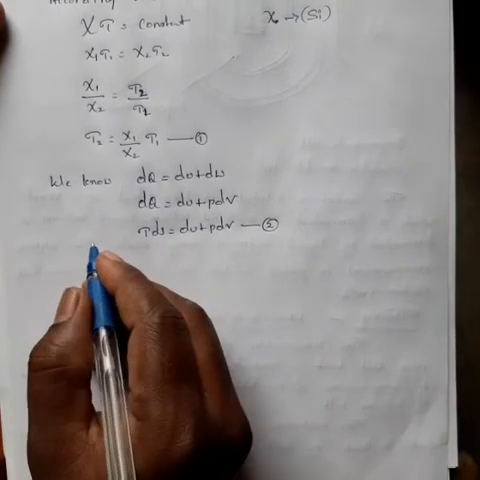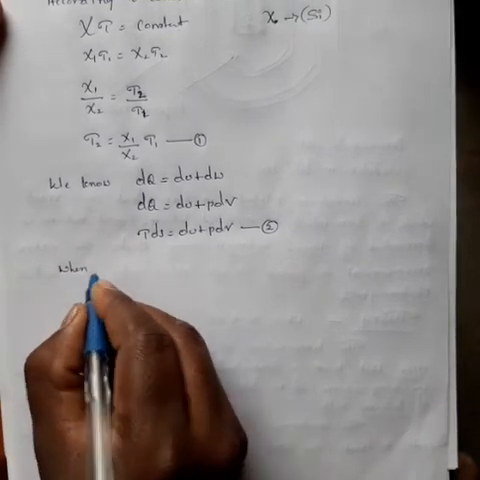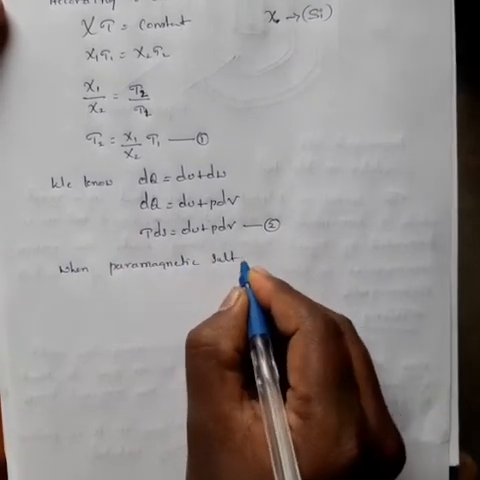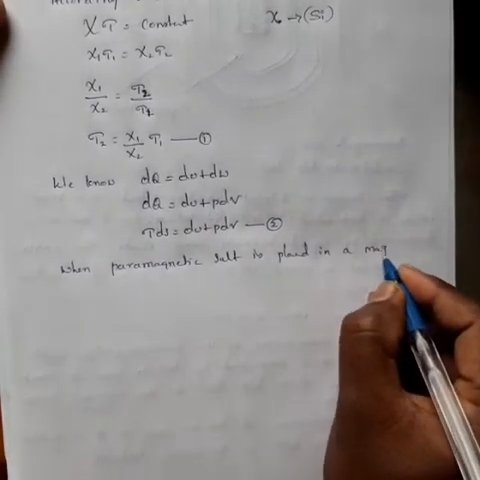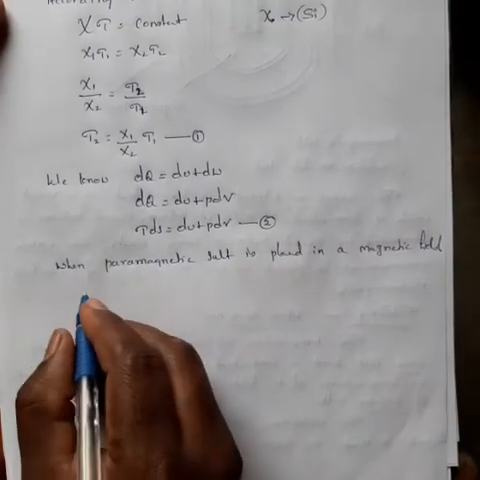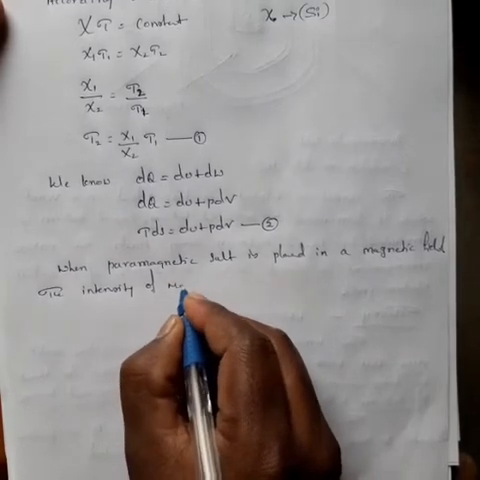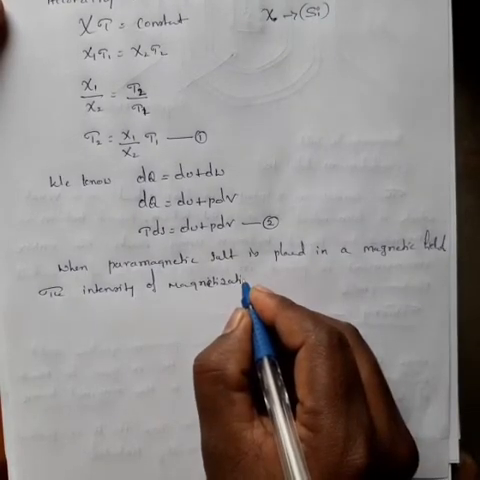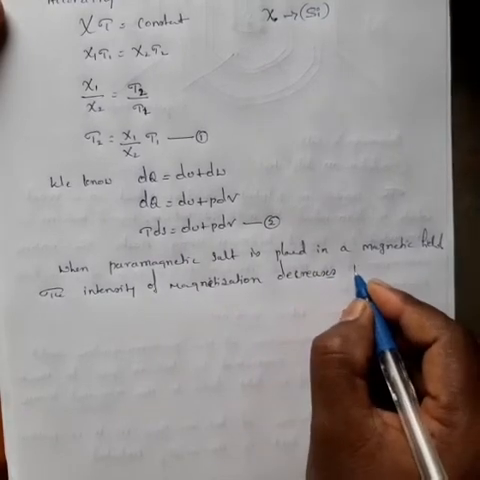When the paramagnetic salt is placed in a magnetic field, as we discussed in the experimental arrangement, and the intensity of magnetization decreases, the magnetization decreases by dI.